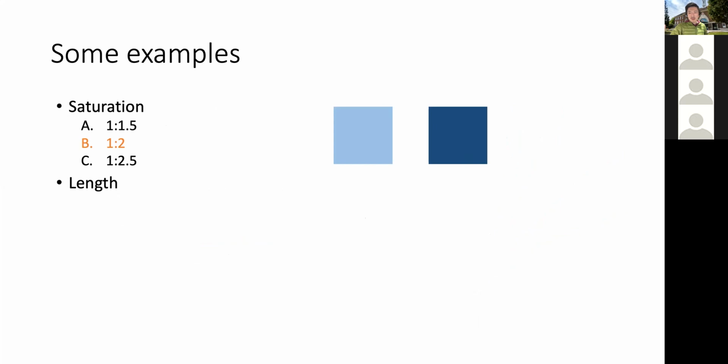Again, this time I'm using the lengths. I have two lines. The longer the line, the larger the value. It's the same thing. So do you think the second line is 1.5 times the length of the first one, or twice, or 2.5 times? Does everyone think this is 1.5 times? Can you press yes now? Okay, no one thinks that's 1.5 times.